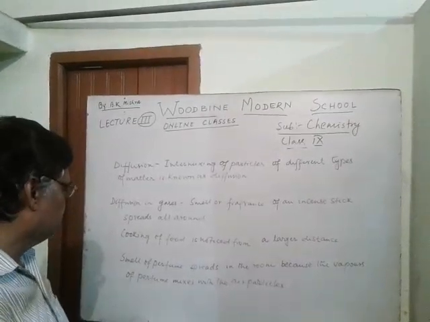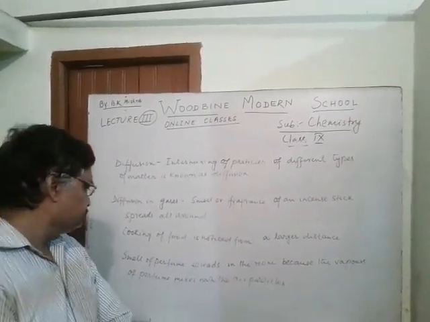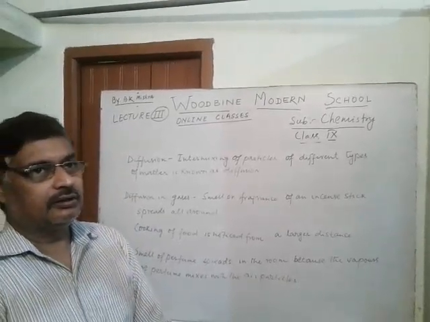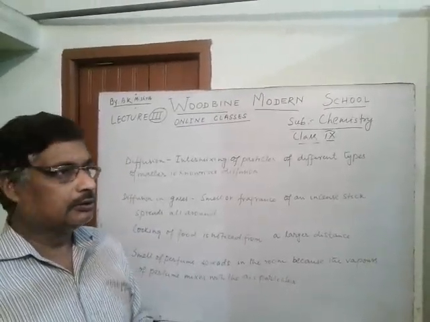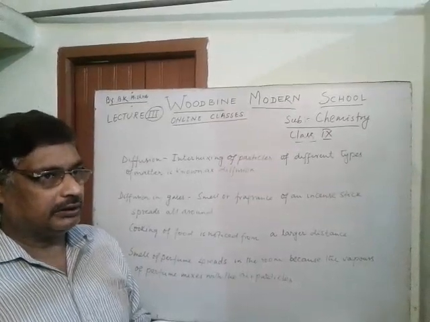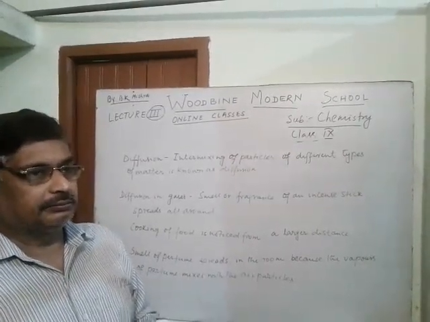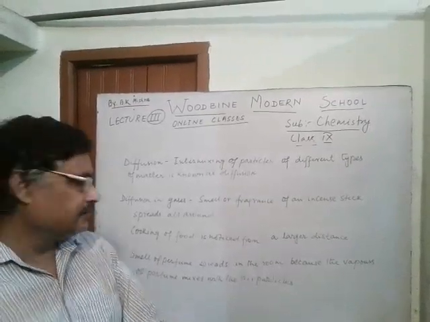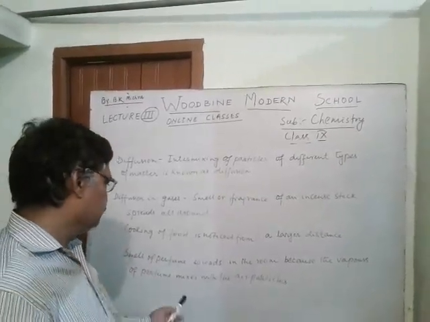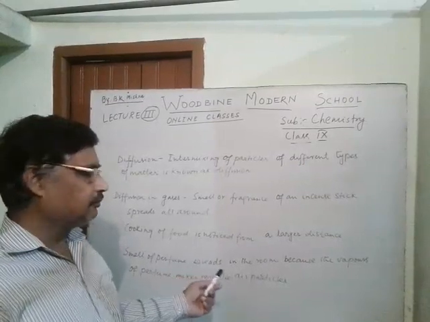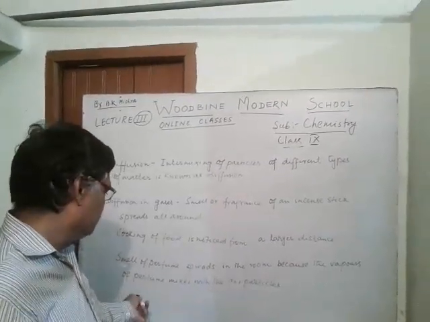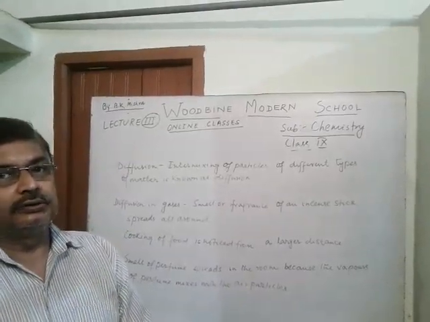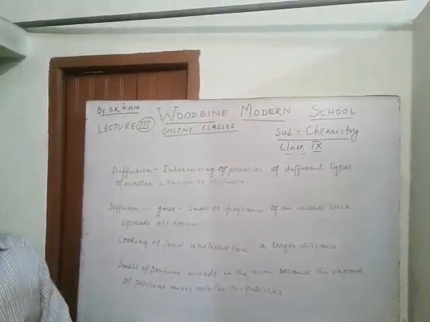Now, the third example is when we use a perfume, and then the smell or the fragrance of the perfume moves in and around us, and other people who are close to us or at a larger distance also feel the smell of the perfume, because the vapors of perfume mix with air particles, and this is due to the property of diffusion.